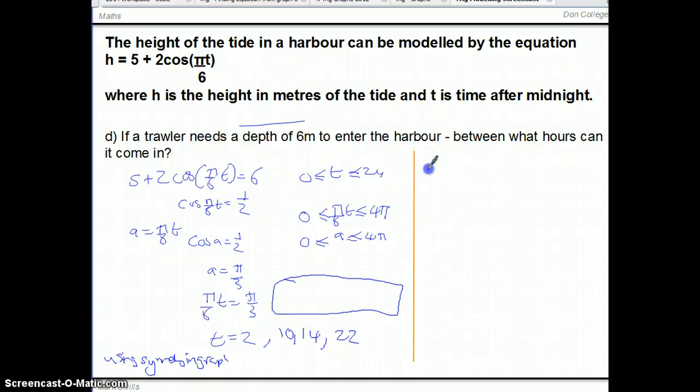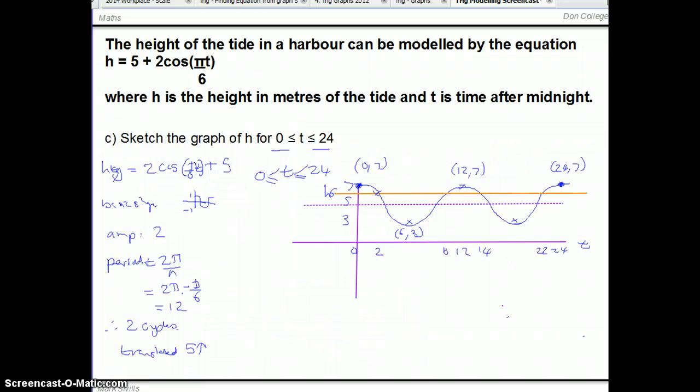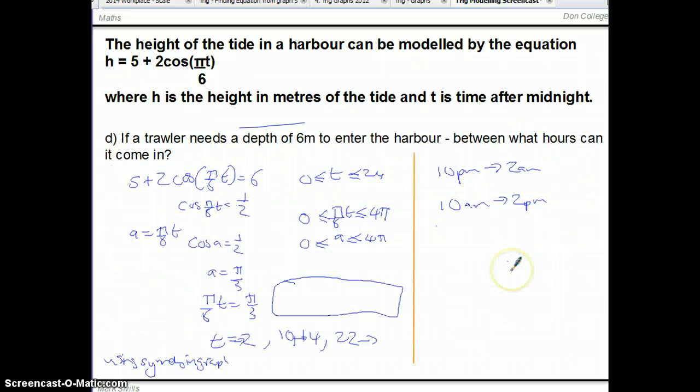So between what hours can it come in? It can come in between 10 p.m. to 2 a.m., and 10 a.m. to 2 p.m. Between those times it's okay. If you have a look back at the graph, it makes that a bit clearer. So it's okay between 10 a.m. and 2 p.m., and then it's okay between 10 p.m. and 2 a.m.